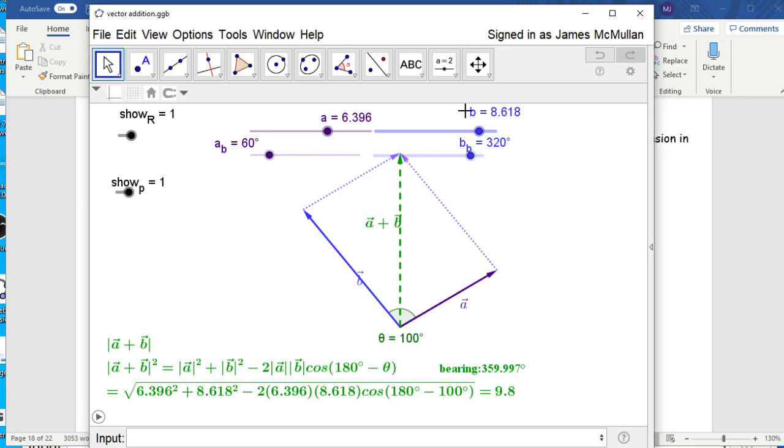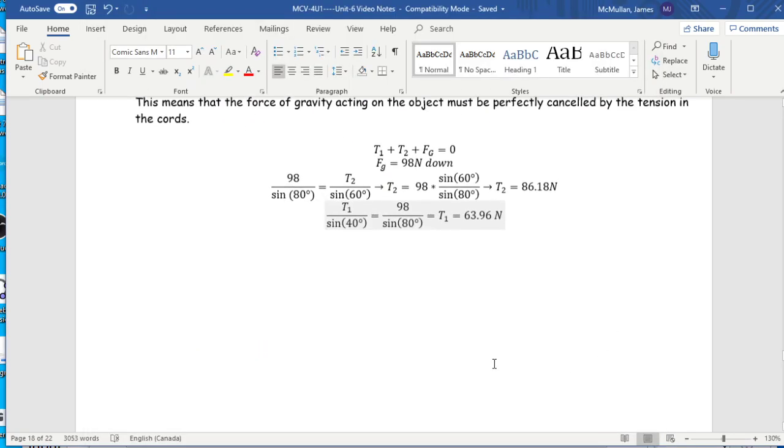Again, remember, I had to scale mine down by a factor of 10 so it fits on the applet, but this should be 63, this should be 86, and this should be 98. But again, they all add up to 0. That means I've done this correctly. I can see my resultant is pointing straight up, and is the right magnitude, so I know I've done this right.